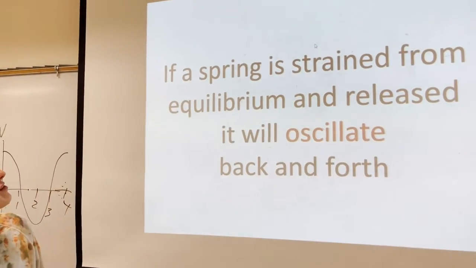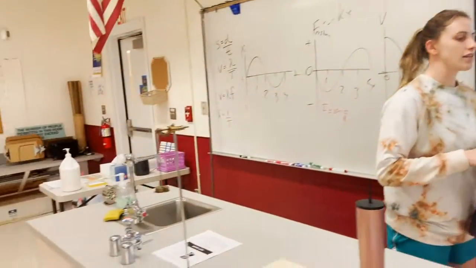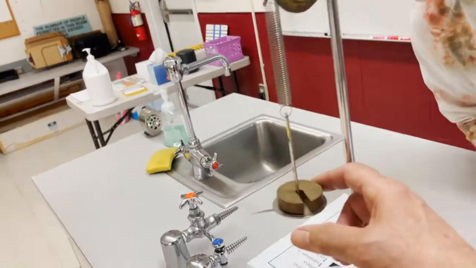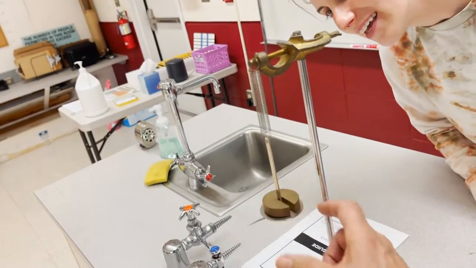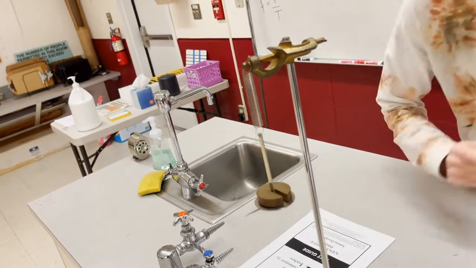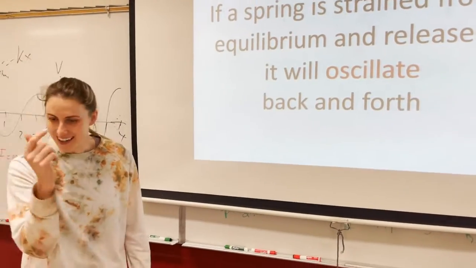Okay, so if a spring is strained from equilibrium and released, it will oscillate back and forth, like this. You got it? Look at the little cutie. We did this. I remember this. Miss Moore struggled to make it go up and down and not side to side.